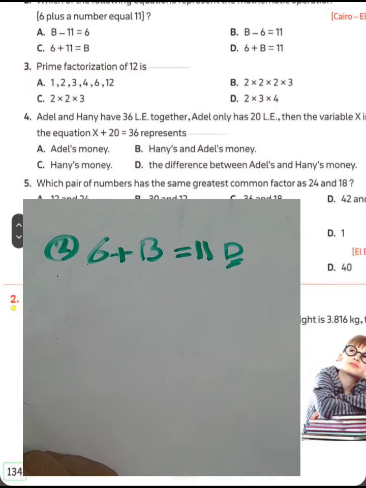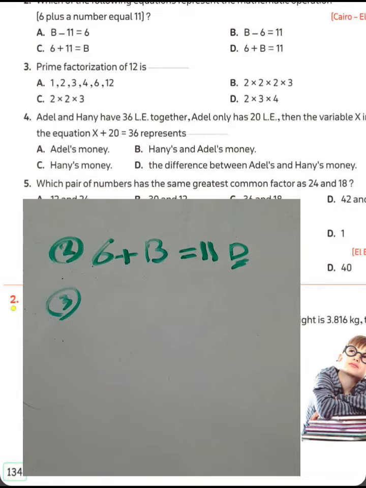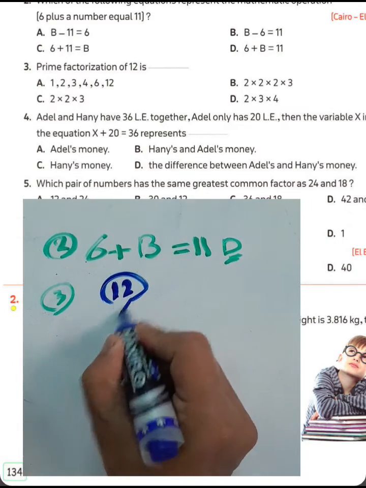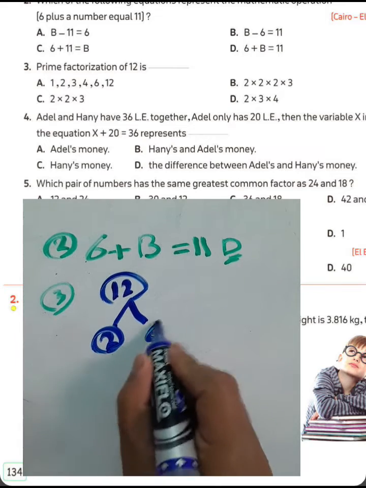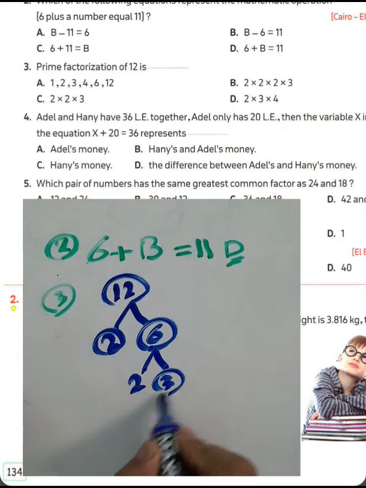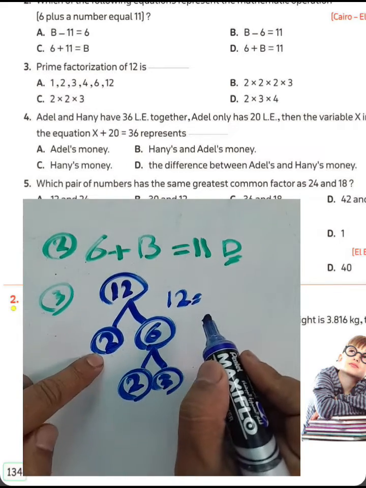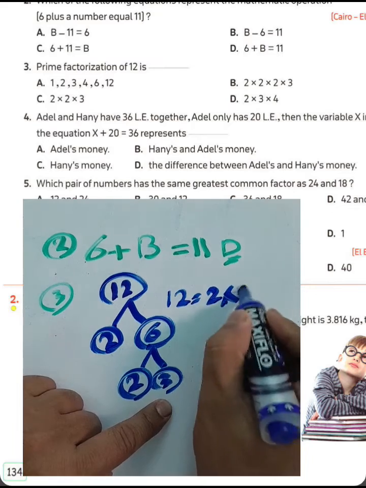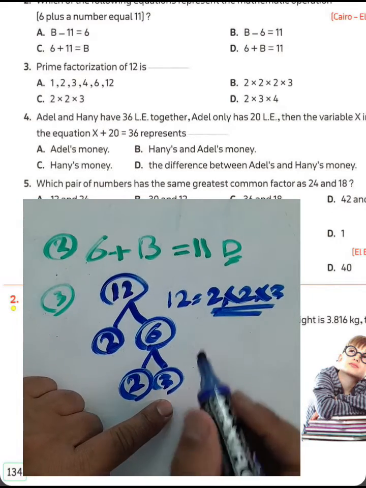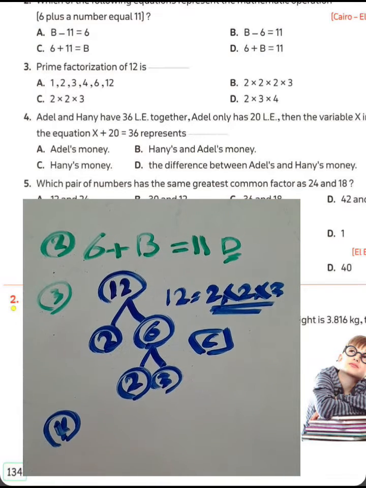Question number 3. Prime factorization of 12. To find the prime factorization of this number, you must use factorization here. 2 by 6 equal 12 and 6 equal 2 by 3. So 12 will be equal 2 by 2 by 3. Okay, 2 by 2 by 3. Choose letter C for question number 3.